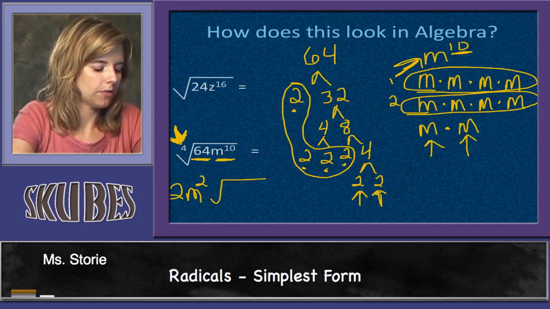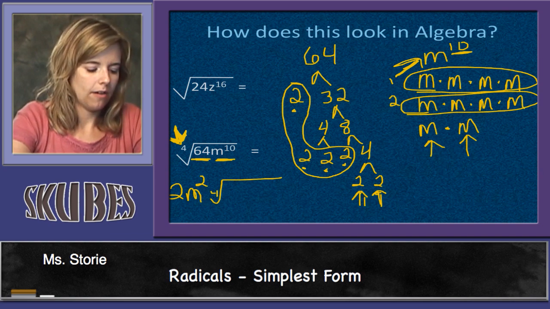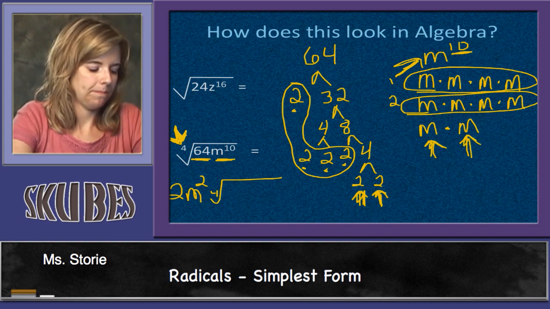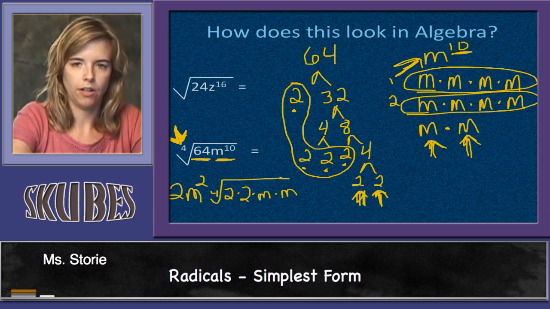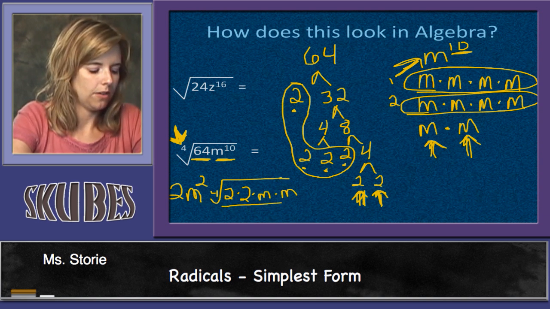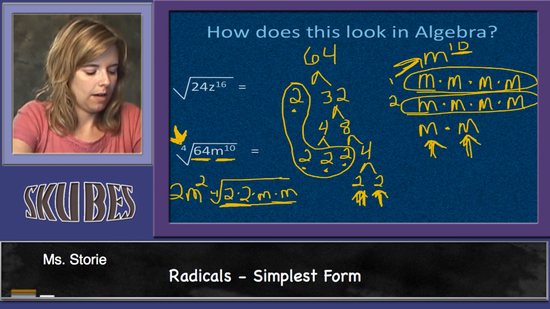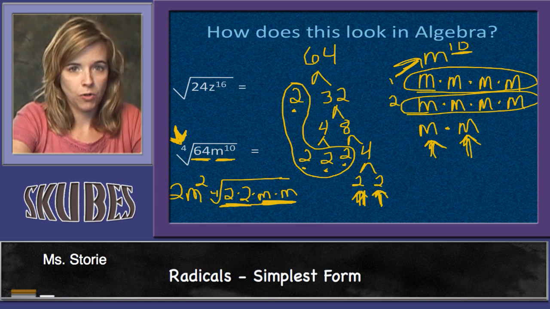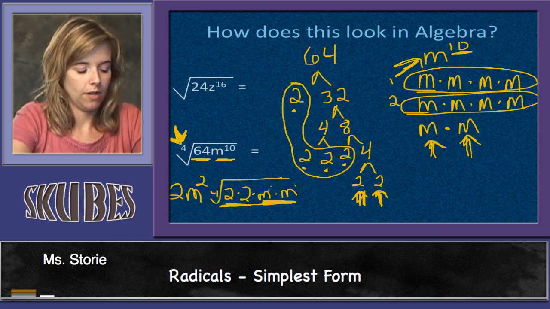Now I do have some leftovers, so I need to have my radical. My index is 4. I have my 2, my 2, my m, and my m. So these guys are singles. They don't have a group of 4 to come out with, so they stay underneath the radical. But they're not fully simplified. So 2 times 2 is 4, and m times m, you don't actually multiply them, you just add exponents, remember? That's a 1, so we have m squared.